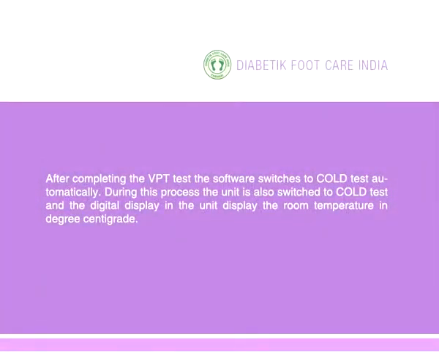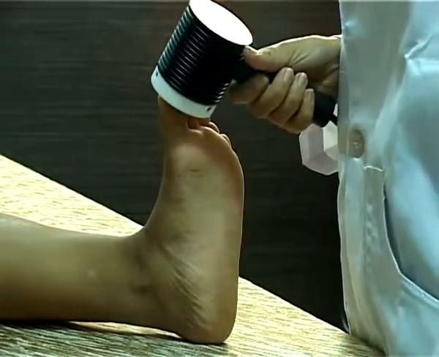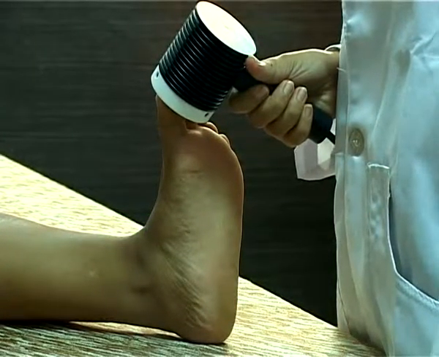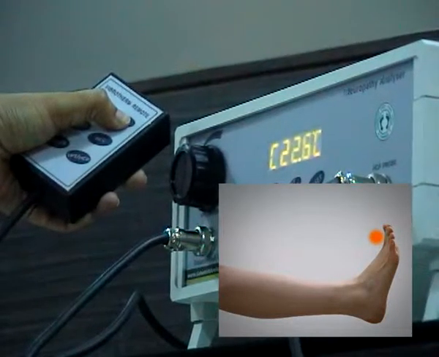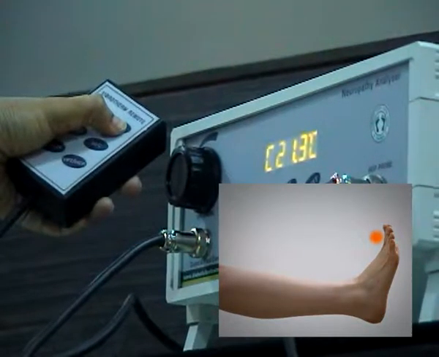After completing the VPT test, the software switches to cold test automatically. During this process, the unit is also switched to cold test and the digital display in the unit displays the room temperature in degrees centigrade. HCP test. Cold test. Place the HCP probe on the great toe of the patient. Press the cold button continuously or intermittently to reduce the temperature of the probe tip.